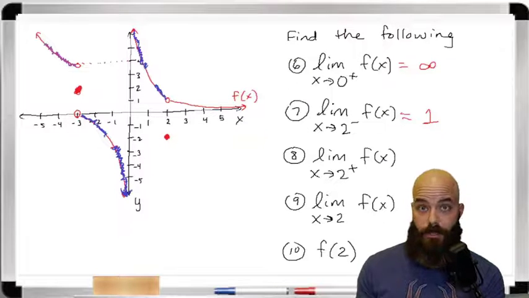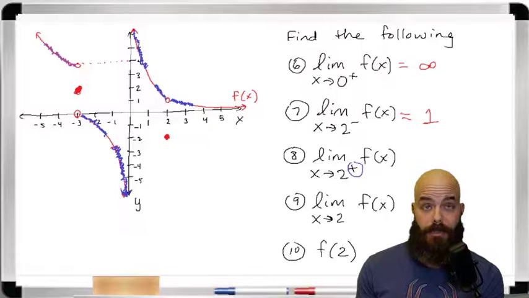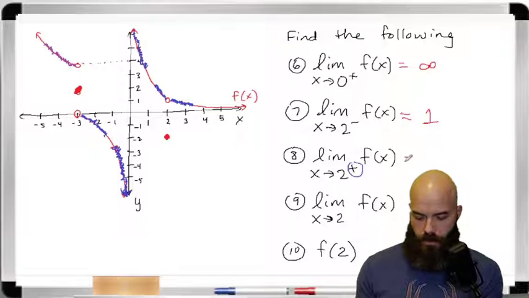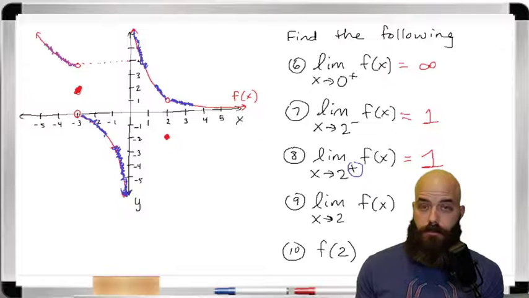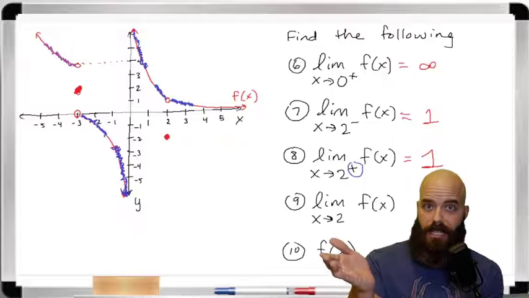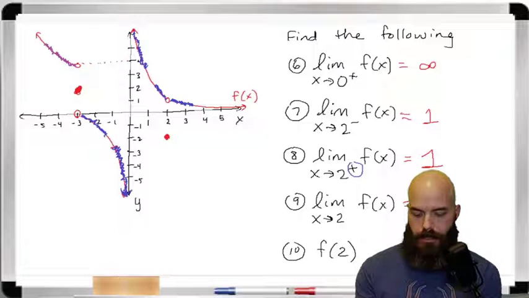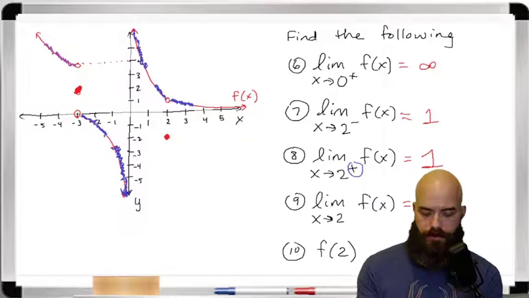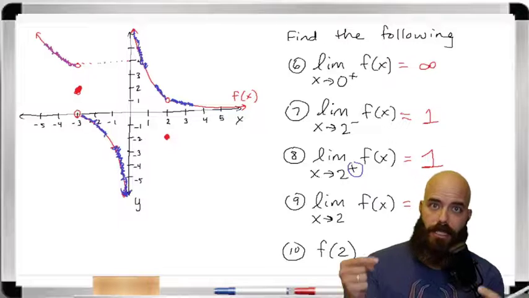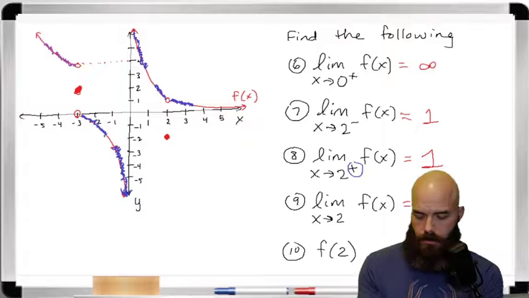The limit as x approaches 2 from the right side, well, do the same thing, approach 2 from the right side, and the limit value would be 1. And so now number 9 says, what is the limit as x approaches 2 of f of x? Well, since the left side of limit and the right side of limit both equal 1, I say that the limit as x approaches 2 of f of x is equal to 1. And that's because the left side of limit and the right side of limit approach the same value.